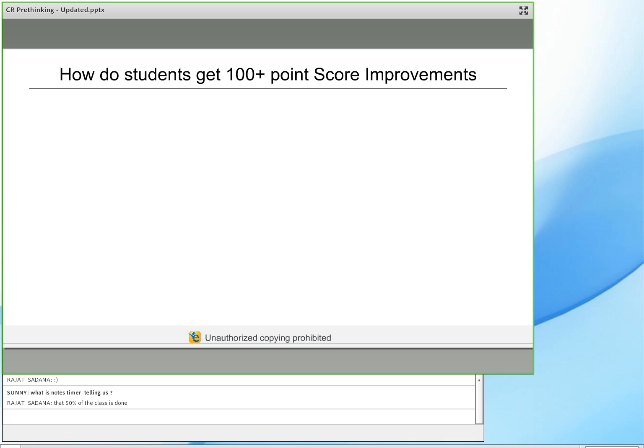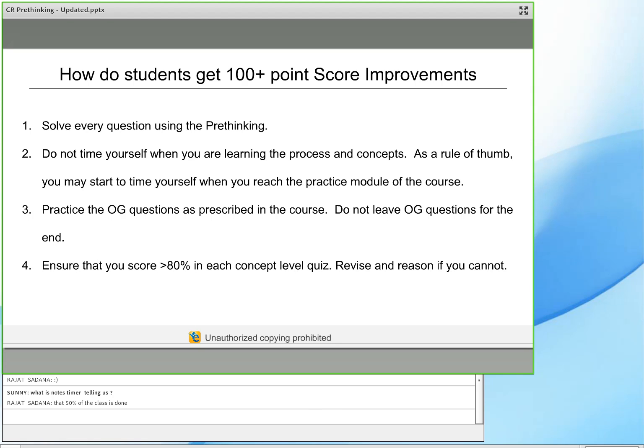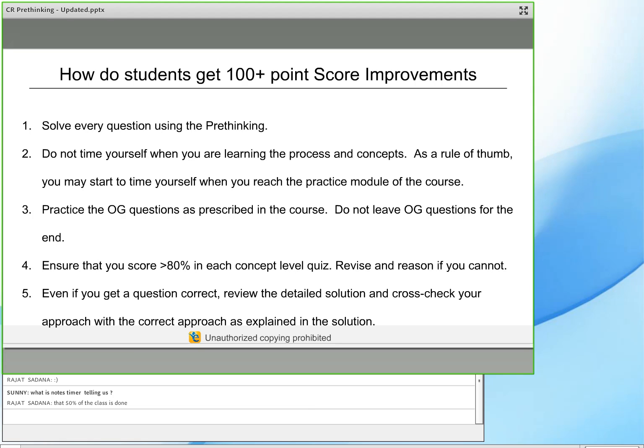When people follow this, this is how you get 100+ point improvements. You solve every question using this approach. Master pre-thinking. Don't worry about timing early on, as I said. You become a level 3 pre-thinker as you start to follow this approach, and then you won't even have to worry about timing. Do the OG questions. Even if you've done them, solve them using this approach. The confidence that you would get would be tremendous. And make sure that you review our solutions.